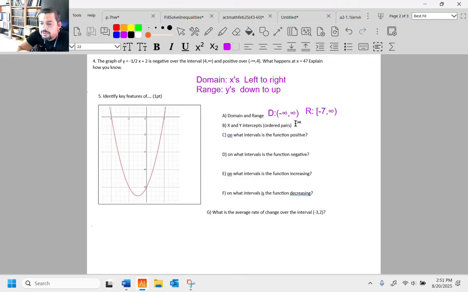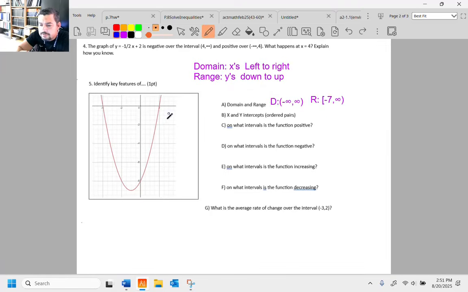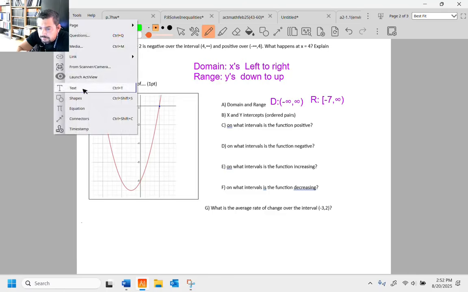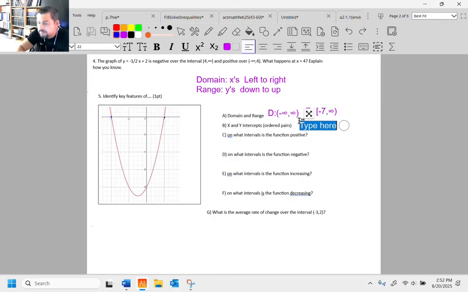B, the x and y intercepts, and I want them as ordered pairs. So there's an x-intercept, there's an x-intercept. Looks like we have an x-intercept at -4, 0, and 2, 0. There's my x-intercepts. And my y-intercept would be down here. It's at 0. Looks to me like -8.